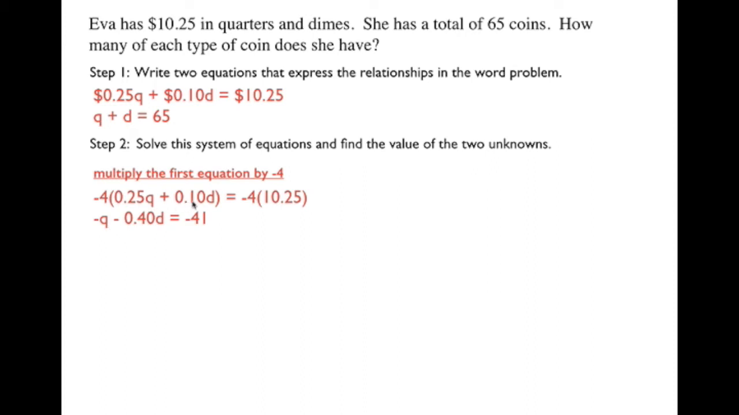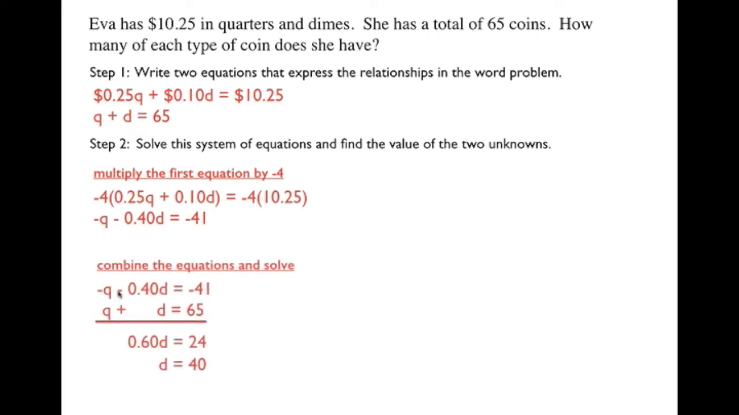Then the 0.10d turns into a -0.40d, and this 10.25 turns into a -41. Then I'm going to take my new equation and combine it with q plus d, and when I do that, I eliminate the q's. -q plus q is 0, -0.40d plus d is 0.60d, and -41 plus 65 is 24. Solving for d, I find that d equals 40.